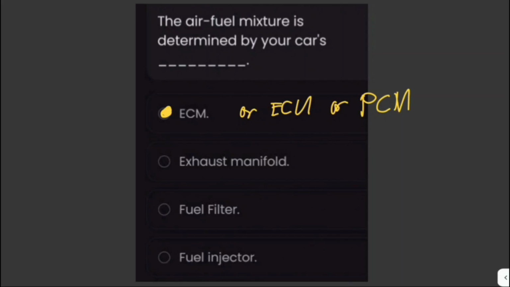So the ECM is an electronic control module that monitors various engine parameters such as engine speed, throttle position, oxygen sensor readings, and coolant temperature. Based on these inputs, the ECM calculates the appropriate fuel injection duration and ignition timing to achieve the desired air-fuel ratio for optimal engine performance and efficiency. The ECM continuously adjusts the air-fuel mixture to maintain proper combustion and meet emissions regulations.